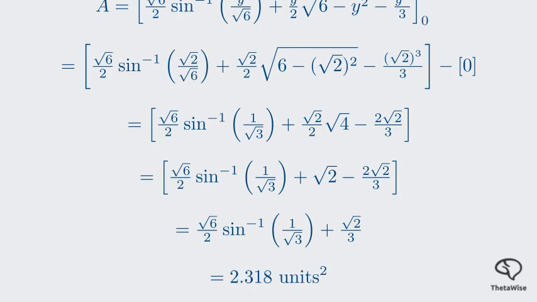Now we need to use a calculator. It is absolutely crucial that your calculator is in radian mode. Plugging everything in, we get an area of approximately 2.318 square units. The memo in the document gives the same answer. That's a good sign we're on the right track.